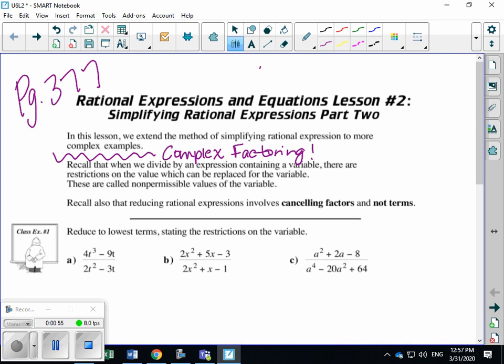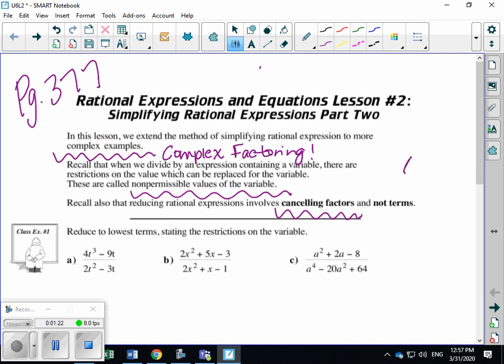Recall that when we divide an expression containing a variable, there are restrictions on the value which can be replaced for the variable. These are called the non-permissible values of the variable. Remember, reducing rational expressions involves canceling factors. You heard me say that last video. What can you cancel out? Not individual terms. You're looking for an identical binomial.